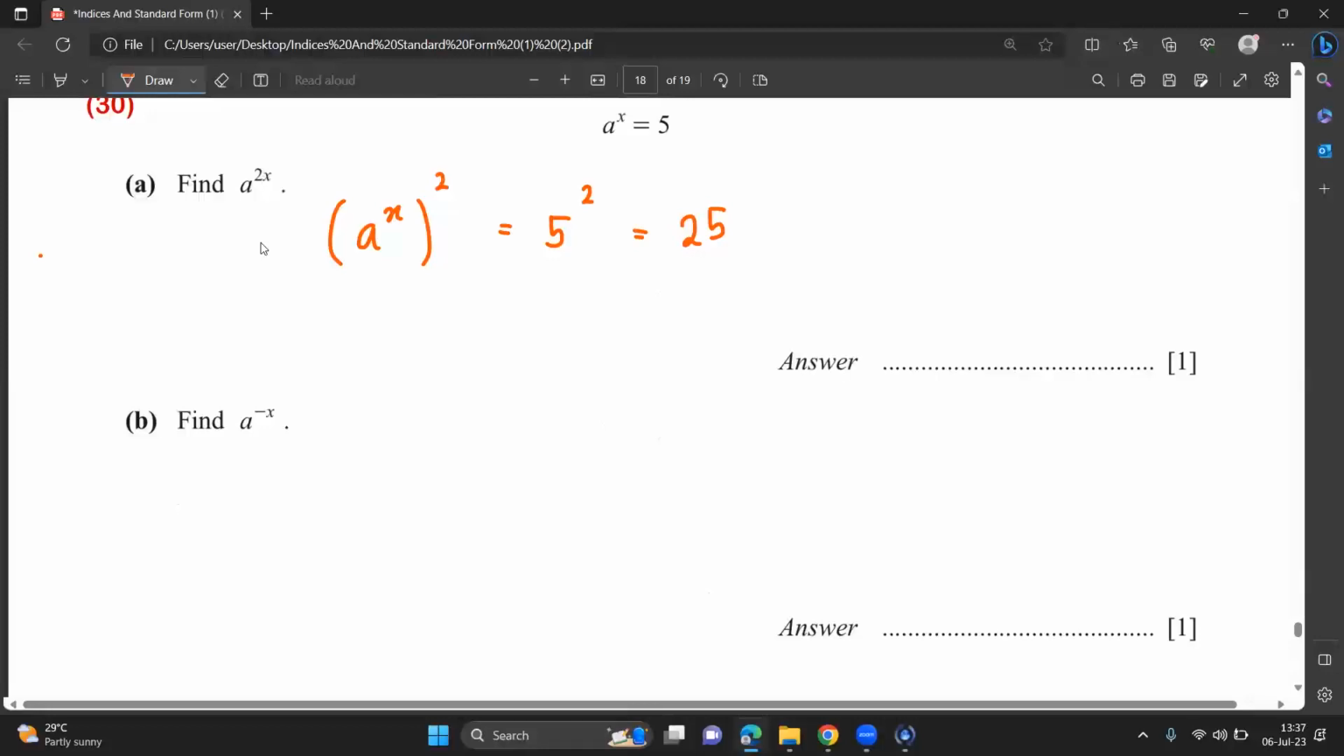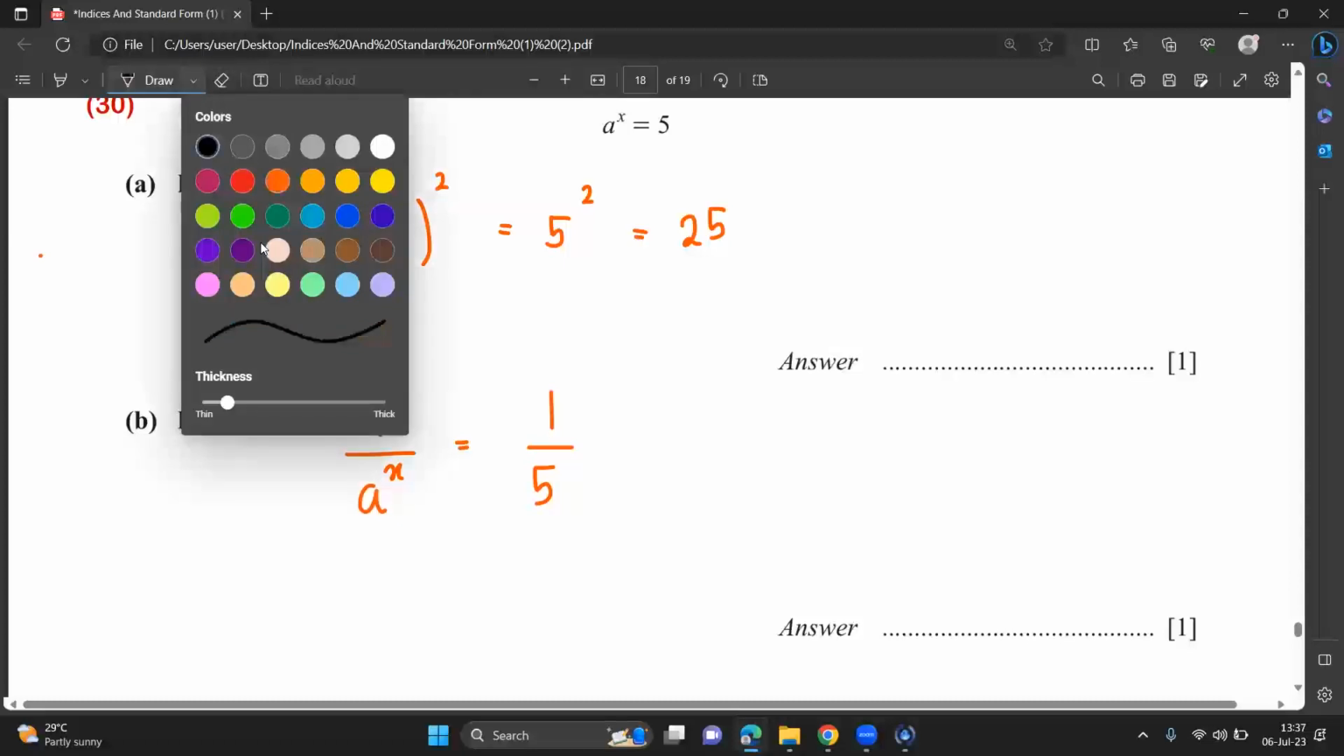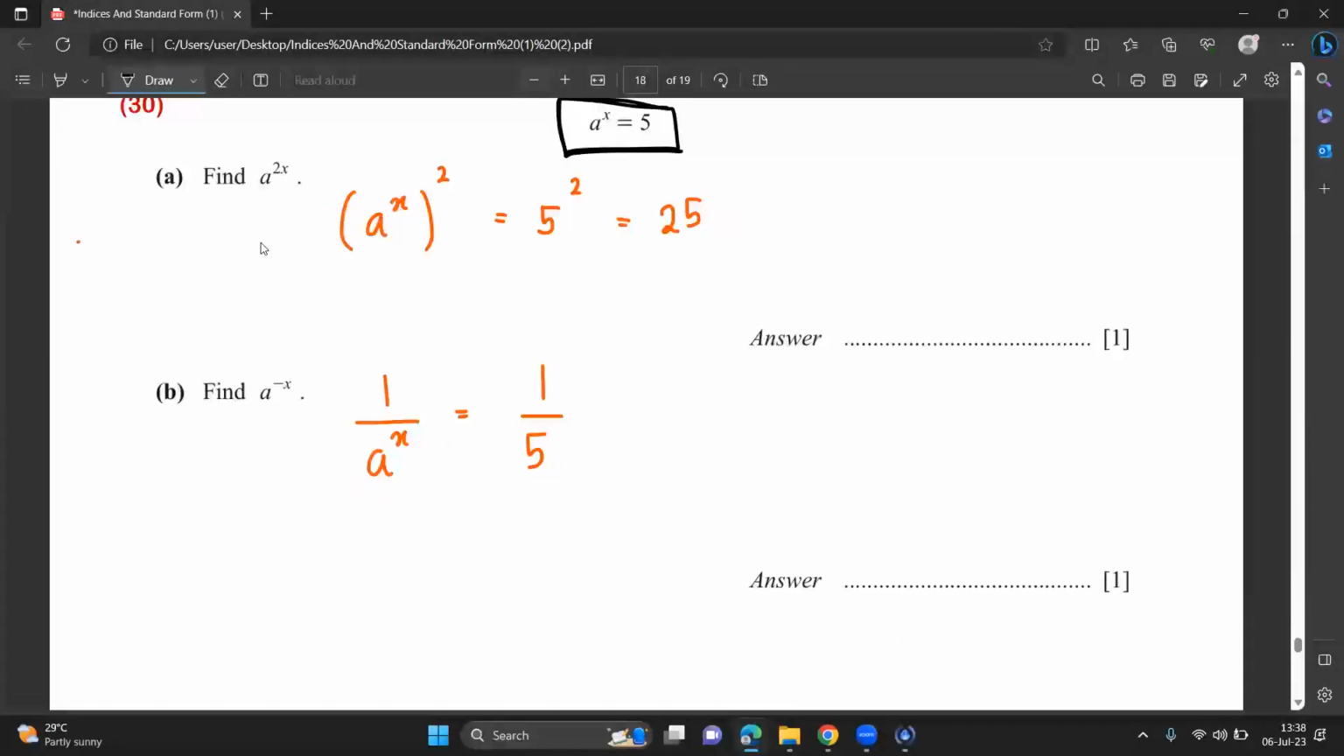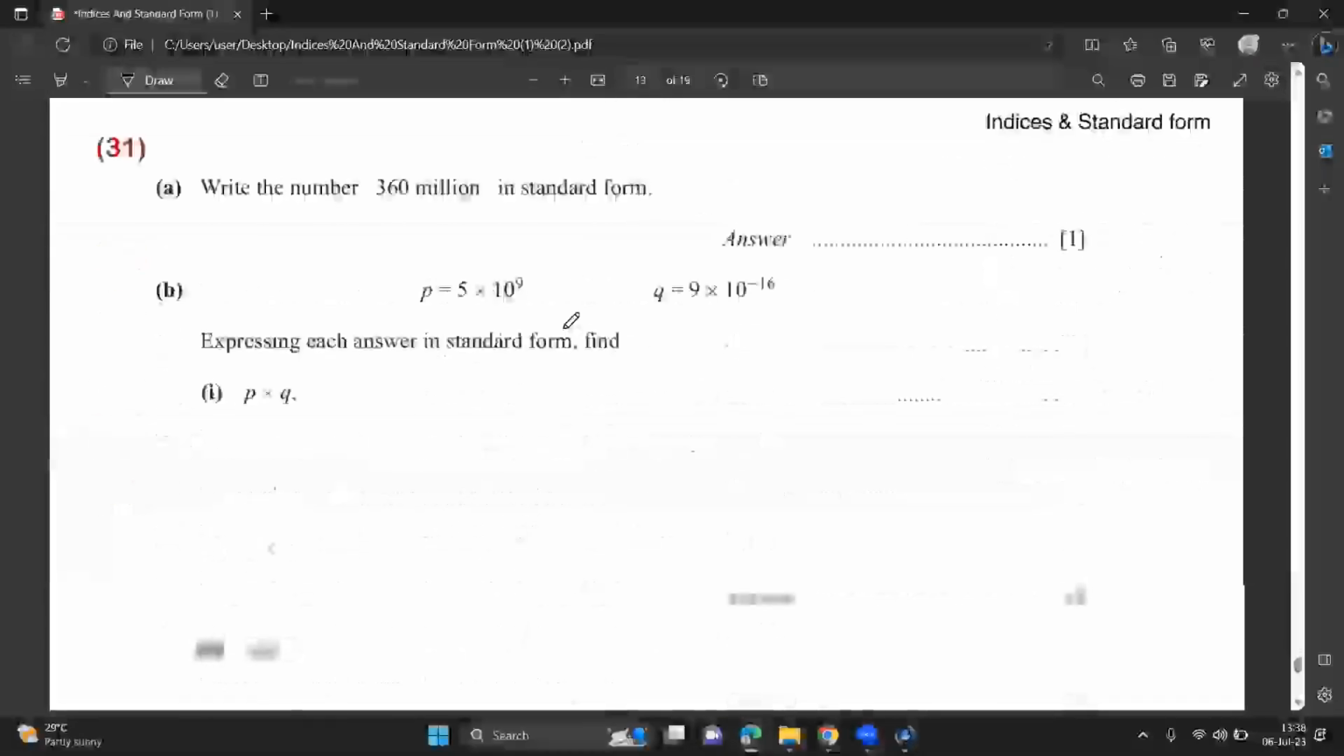What happens to the b part? A to the power minus x becomes 1 over ax. What is ax equal to? Please use this if you are wondering from where I'm bringing the 5, it's from here. Done? Yes? Any question?